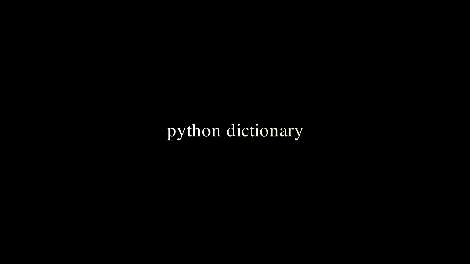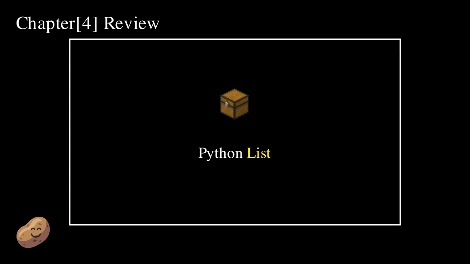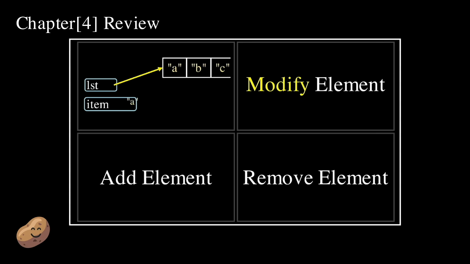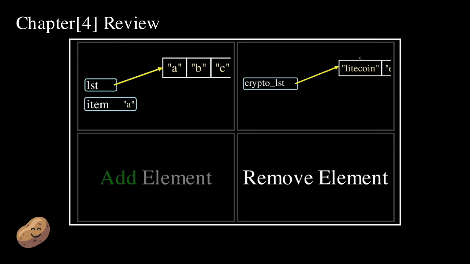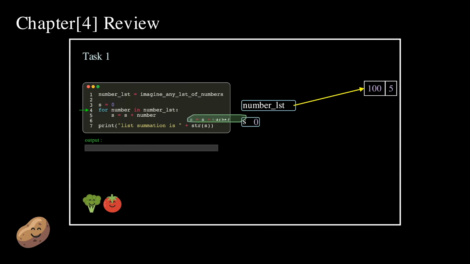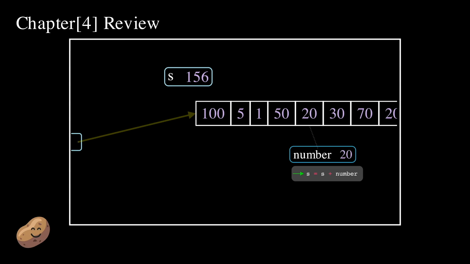Python dictionary, perhaps one of the most useful data structures in my opinion. Previously in Chapter 4, we learned Python list, which can store a collection of many arbitrary data. List is also versatile for its operations. We can easily access, modify, add, remove its elements. And most importantly, list is an iterable, which allows us to run a for loop. If Python list is so awesome, why do we need dictionary?